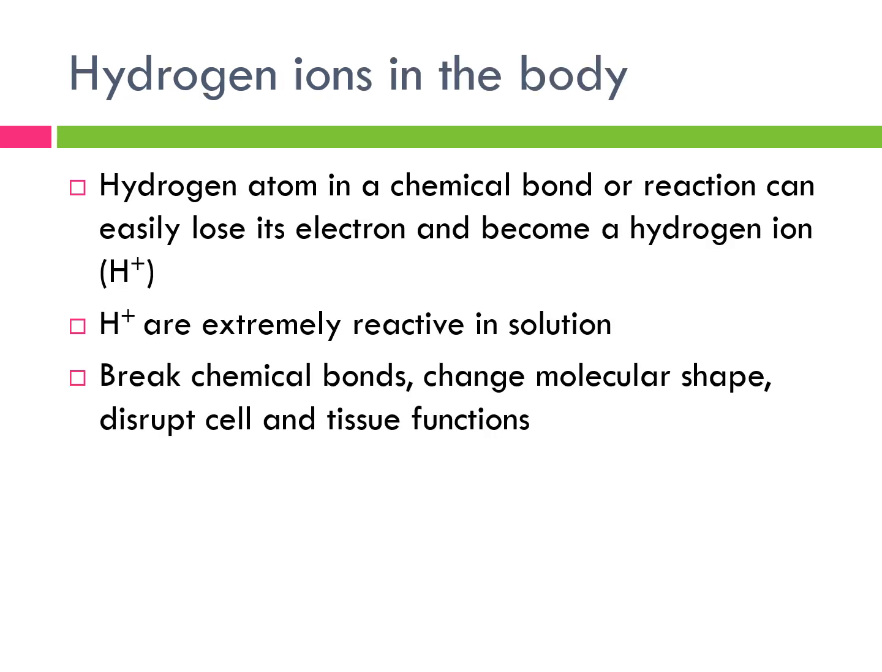As we saw before, hydrogen atoms have one single electron. So their valence shell is their first shell with only one electron, and that makes them highly reactive. So in the body, they can break chemical bonds, they can change molecular shape, and they can disrupt cell and tissue functions. So hydrogen ions are not ideal in the body. We need them for some things, but we don't want to have an overabundance of them.